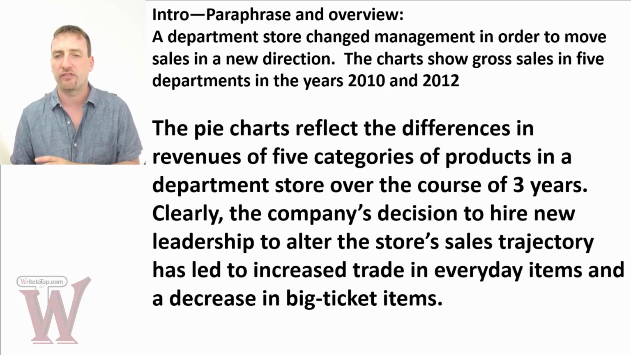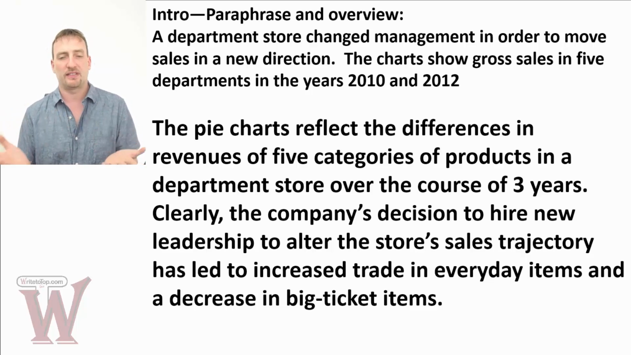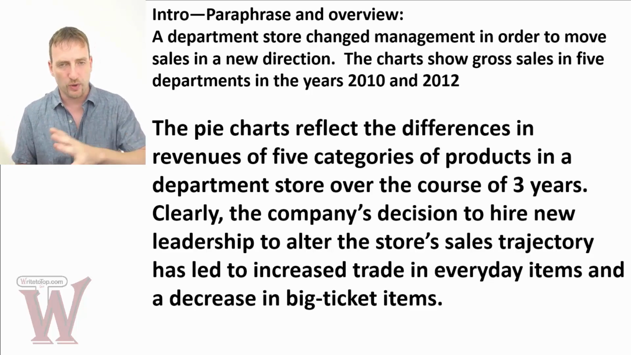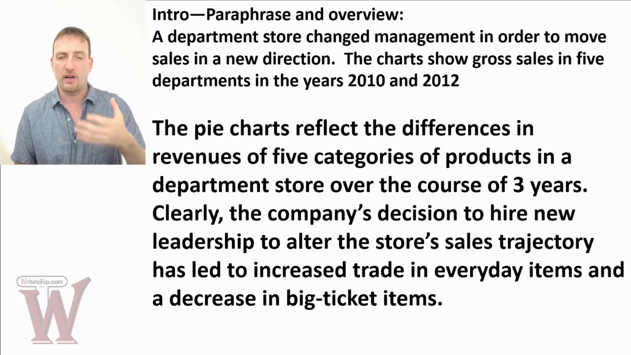The pie charts reflect the differences in revenues of 5 categories of products in a department store over the course of 3 years. So basically, I'm saying the exact same thing. So changes, sales in a new direction, they show gross sales in 1 year and gross sales in another year. So they're showing the differences in revenues from 1 year to the next. In a department store, 5 categories, okay. 5 departments, I put 5 categories.